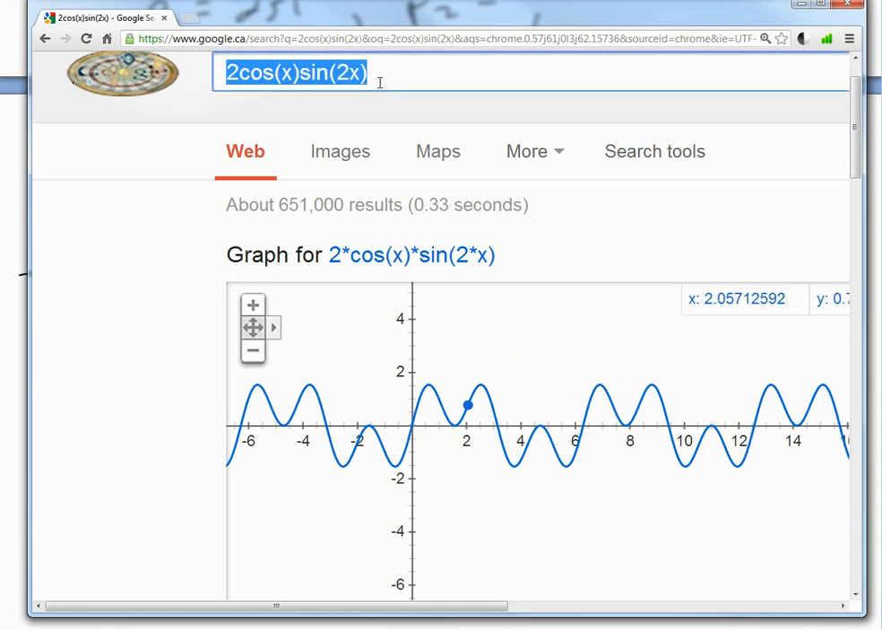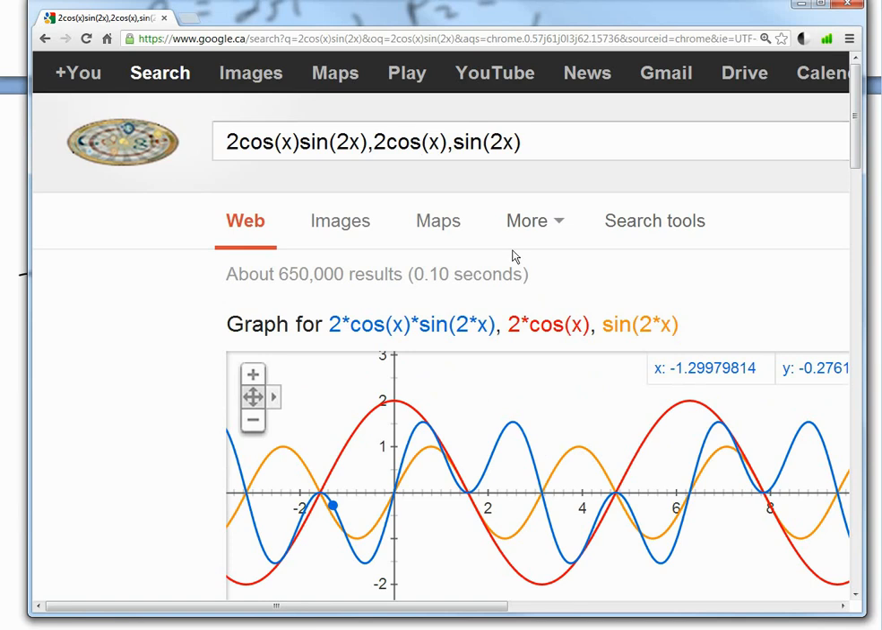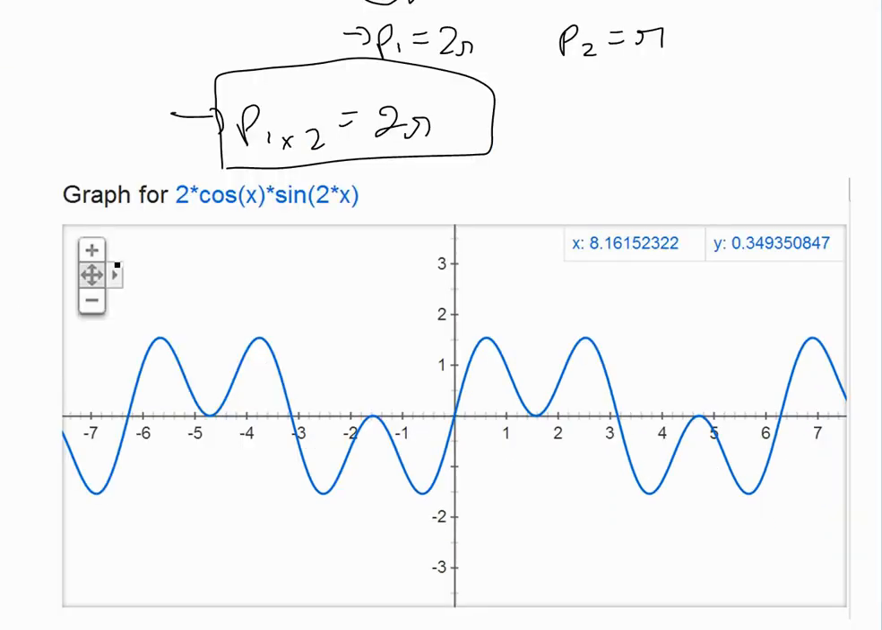If you were to graph the other ones too, if I graph the 2 cos x and sine x, the red is 2 cos x. As you can see, this period is 2 pi. This one is going to be pi. So this repeats twice until they both start repeating at the same time, and that's at this 2 pi. I just copied and pasted that same graph here to show you this is the period, 2 pi here. P1 times 2 is equal to 2 pi right here.